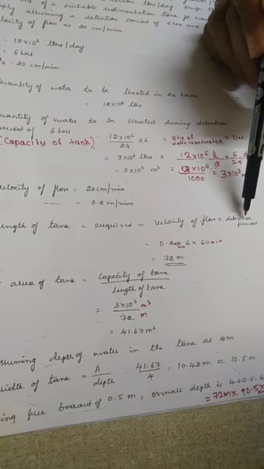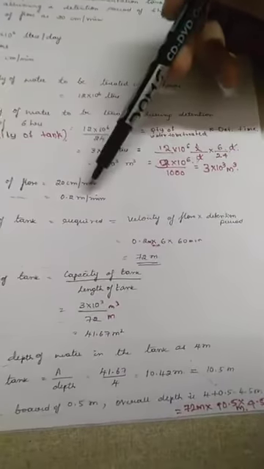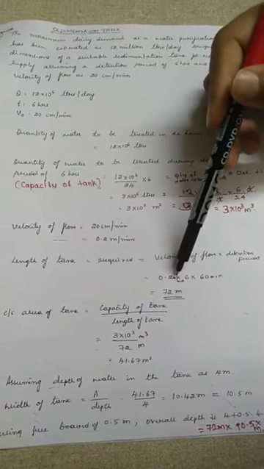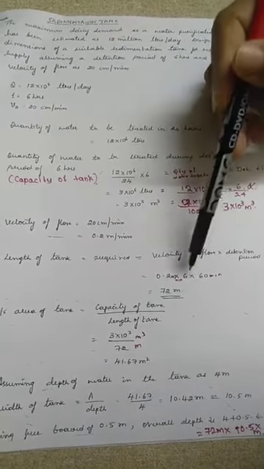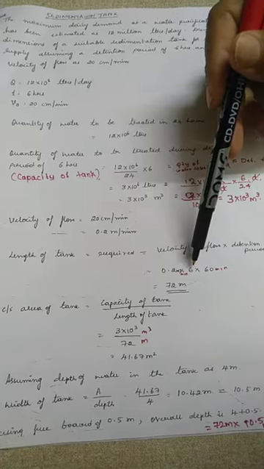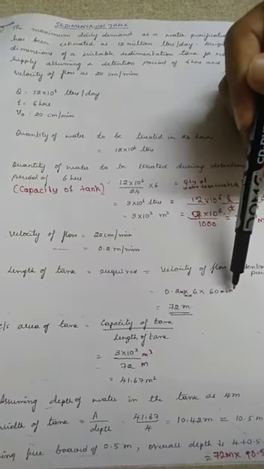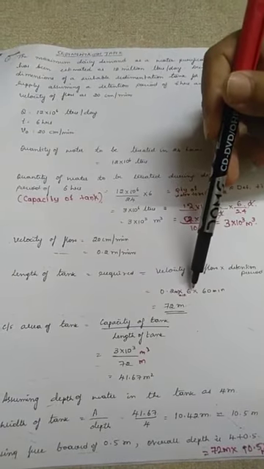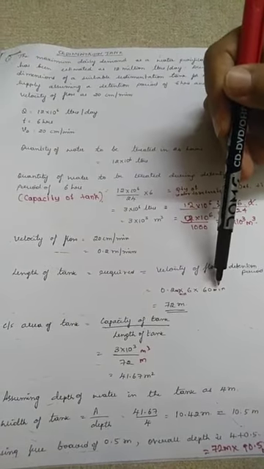What is the velocity? Velocity of flow is already given to you, that is 20 centimeter per minute. We have converted it into 0.2 meter per minute, so in terms of meter we are going to use it. Then what is the detention time? It is 6 hours. So we are going to convert it into minutes. Why are we going to convert it into minutes? 6 into 60, 6 hours we are going to convert into minutes.